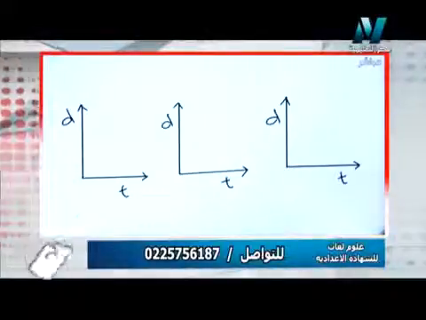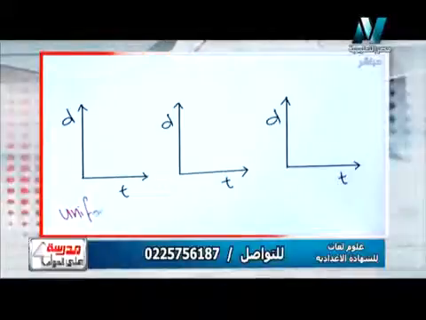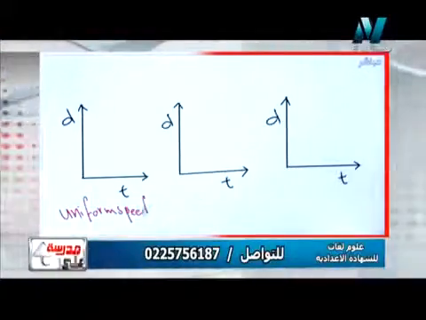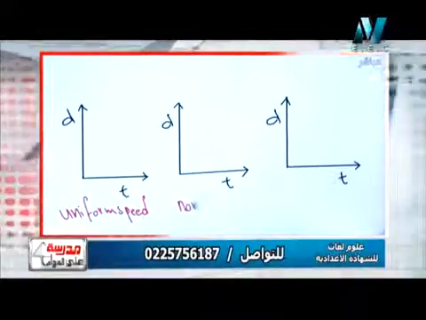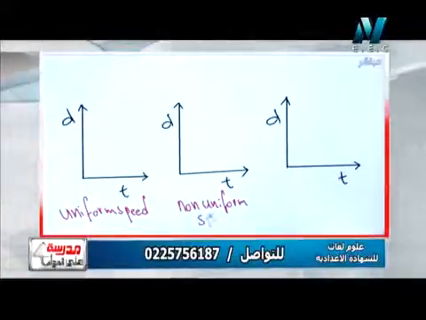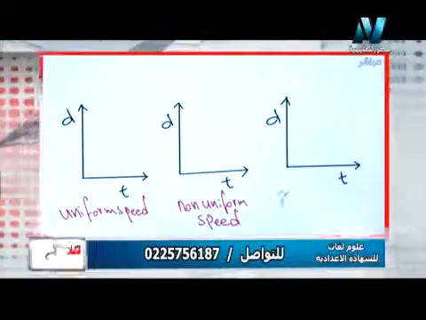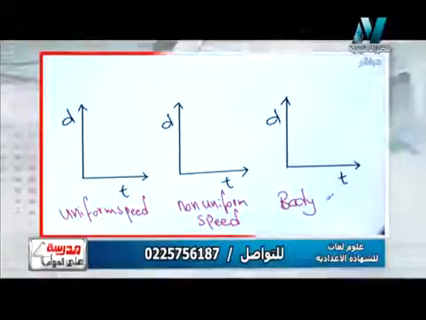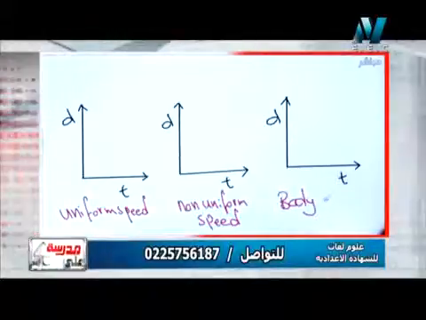Number 1 is uniform speed, or regular speed. Number 2 is non-uniform speed, or irregular speed. And number 3 is body at rest, like me now or like you, my viewer.